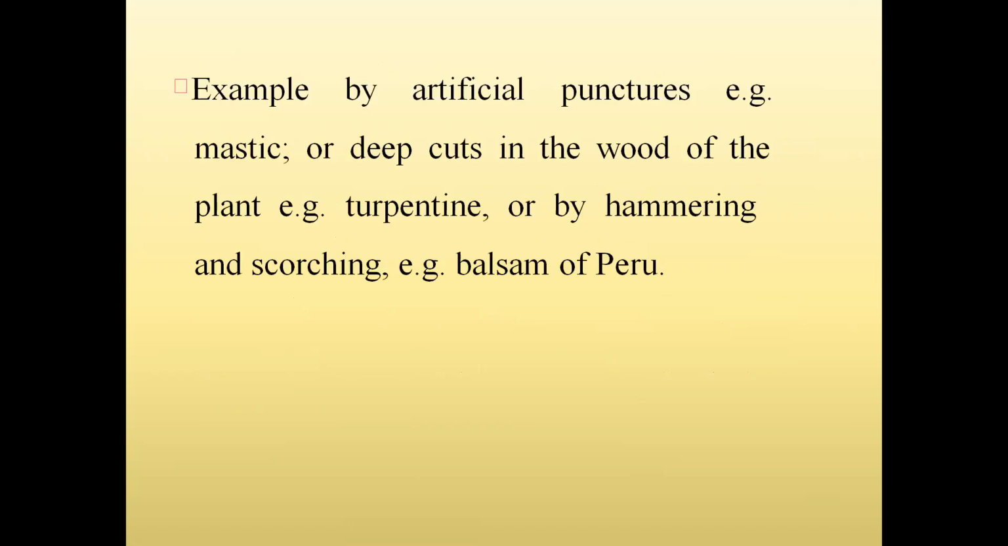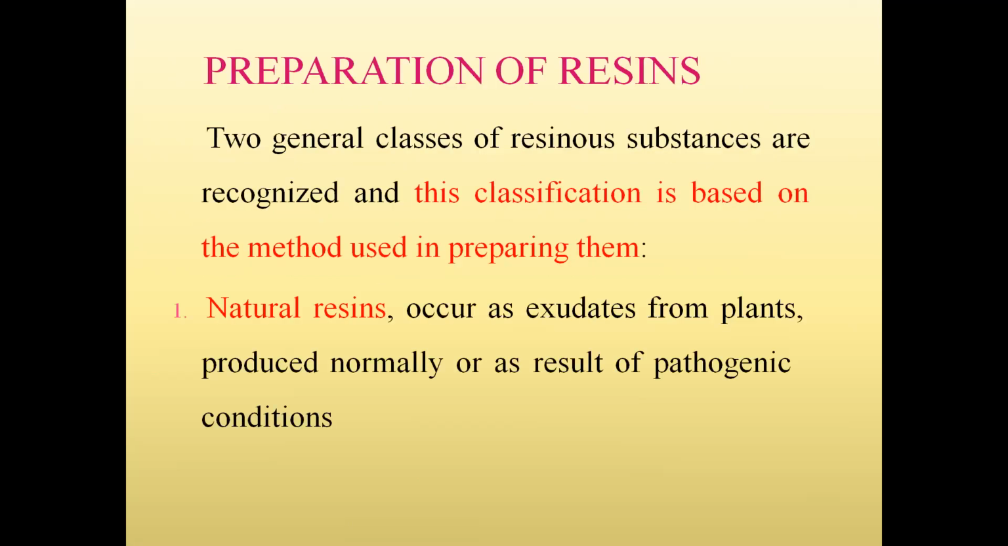Next are the examples of artificial punctures. Artificial punctures means you mechanically make deep cuts in the wood of the plant, in the trunk of the trees. Example, turpentine, or by hammering and scorching. Example, balsam of Peru. आपने जानबूझ के artificially puncture किया है by using hammers. डीप कट्स लगाए हैं, वहां से वुड ऑफ द प्लांट में से you can get the resins. So this is the method or the preparation of resin.